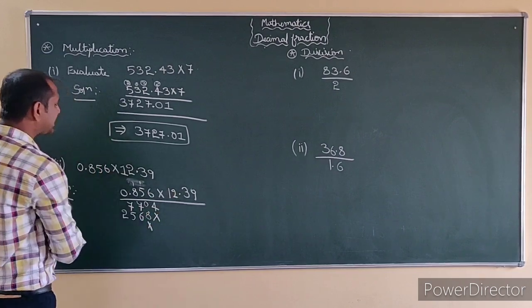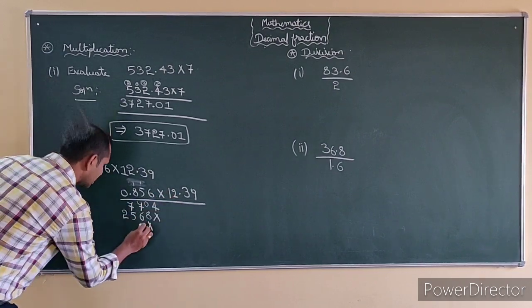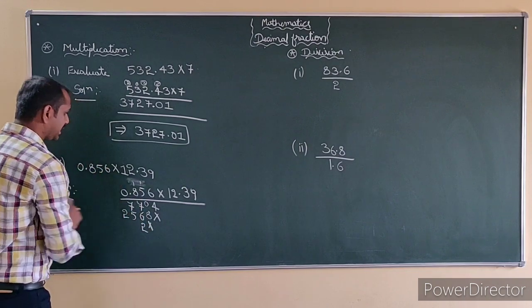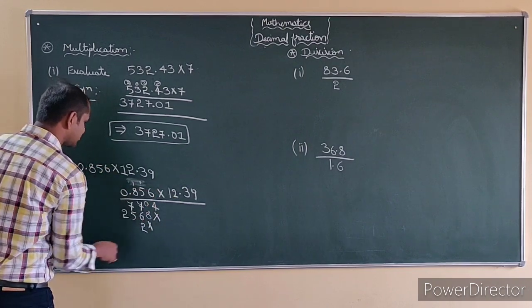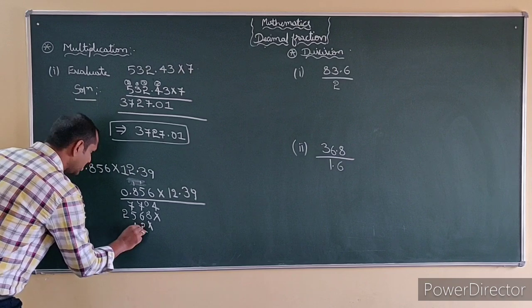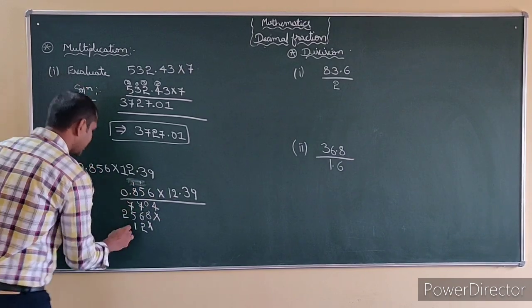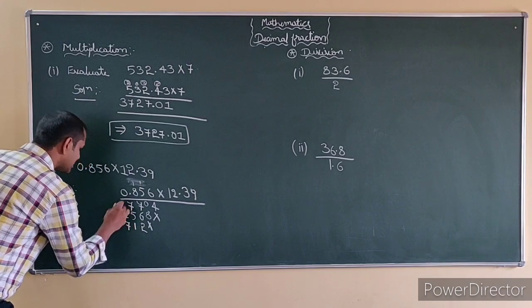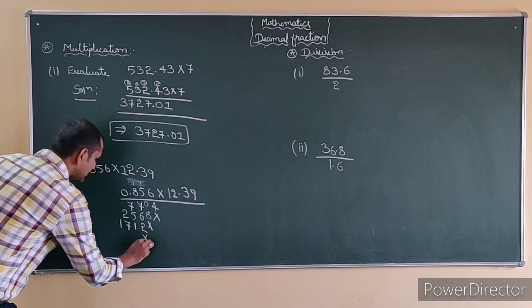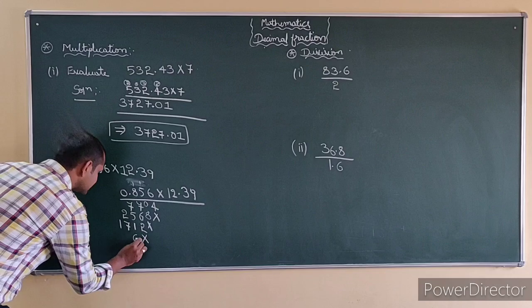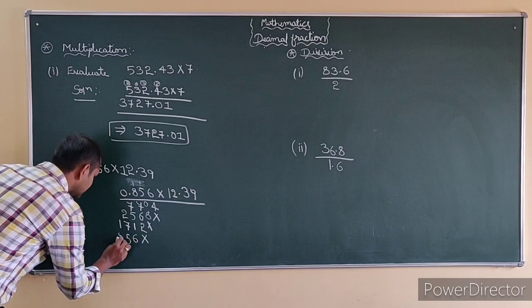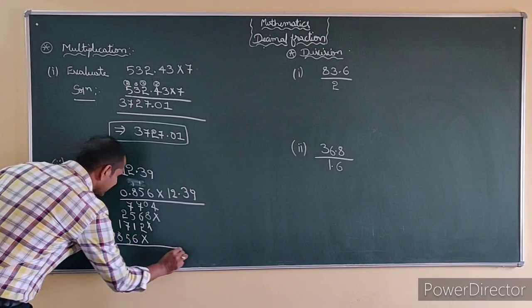Now, next number I have 2. 6 2s are 12. 1 carry. 5 2s are 10 plus 1, 11. 1, 1 carry. Then 8 2s are how much? 8 2s are 16 plus 1, 17. 7, therefore I have. So next I have 1 6s are 6, 1 5s are 5, 1 8s are 8, 1 0s is 1 6.